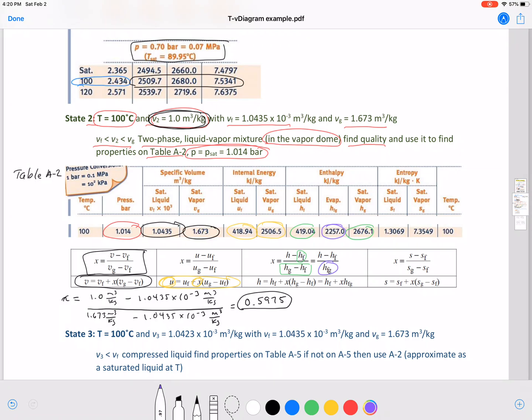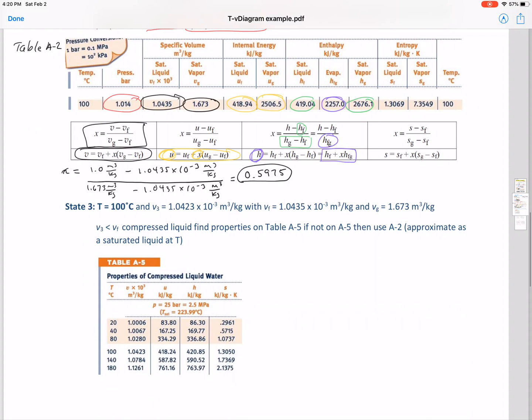HFG is simply HG minus HF. And so we use it a lot, so we just put an extra place on your table so you don't even have to do that subtraction. You can just use this value, and you can use that to determine H here. So HF plus quality times the term HFG is going to give me the specific enthalpy at this state, 100 degrees Celsius, and a specific volume of 1 meters cubed per kilogram. And then the same thing can be done with entropy. So that is how we find our properties at state 2.